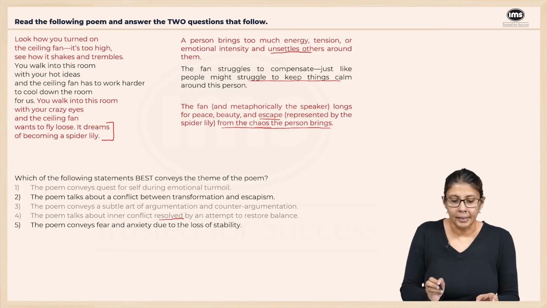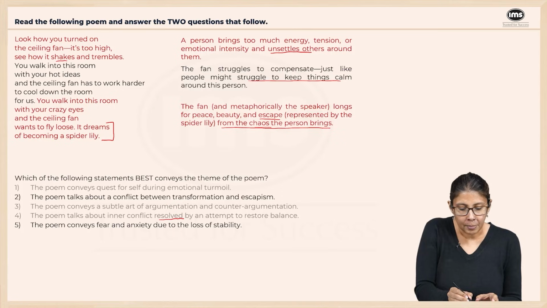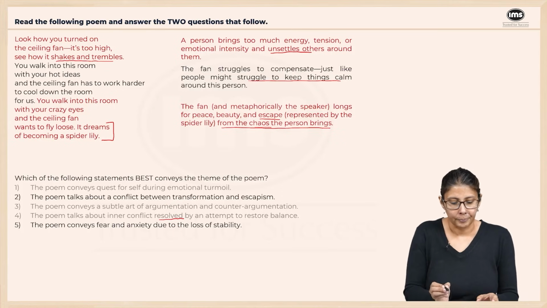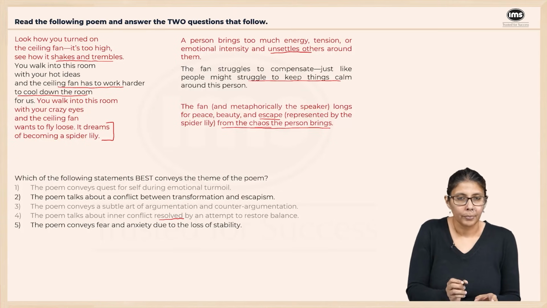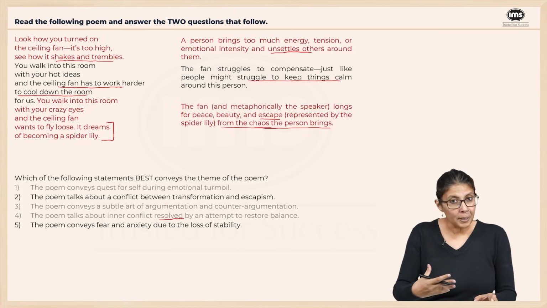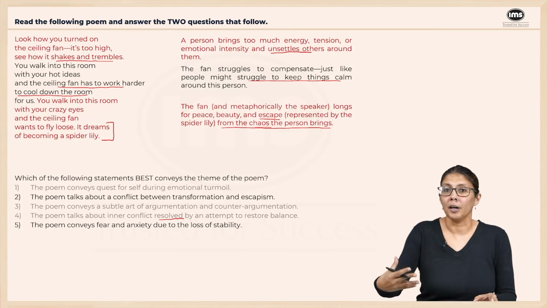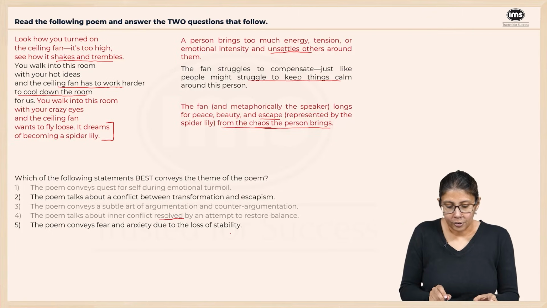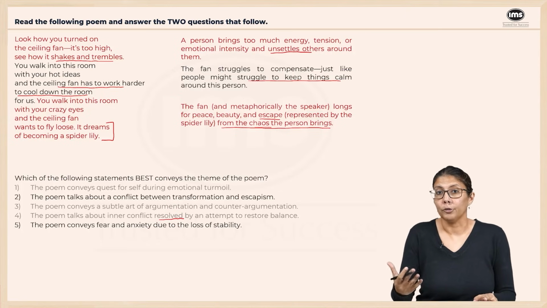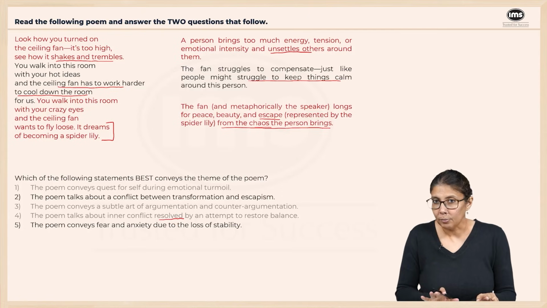Due to loss of stability, that I would probably derive from shakes and trembles. Fear and anxiety, the ceiling fan has to work harder to cool down the room. So, you have to struggle to compensate for the chaos that this person brings into your life. Due to loss of stability is justified, fear and anxiety is justified, and because you want to escape that chaos, you dream of transforming into something else. So, option 5 seems to be okay.